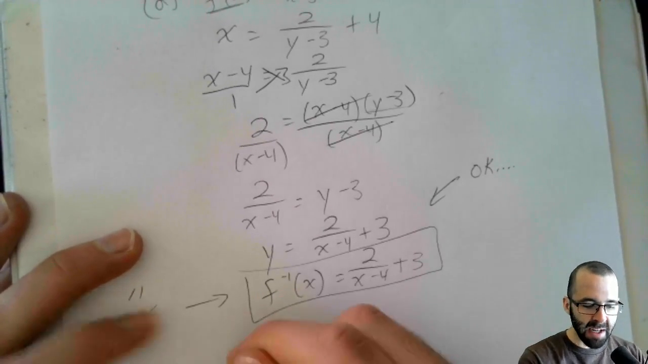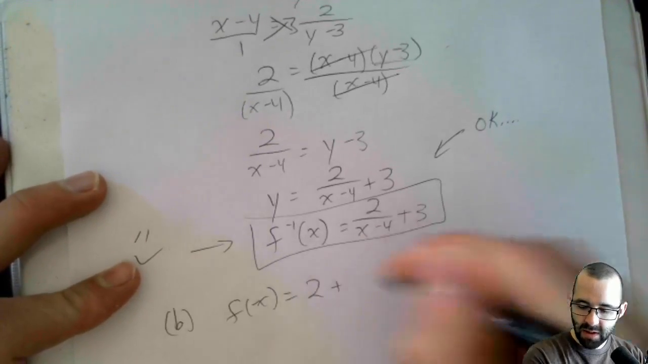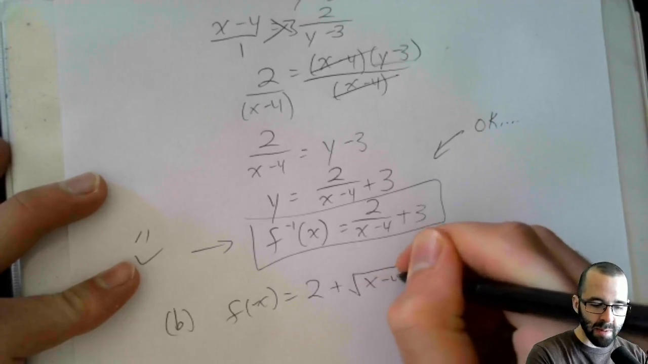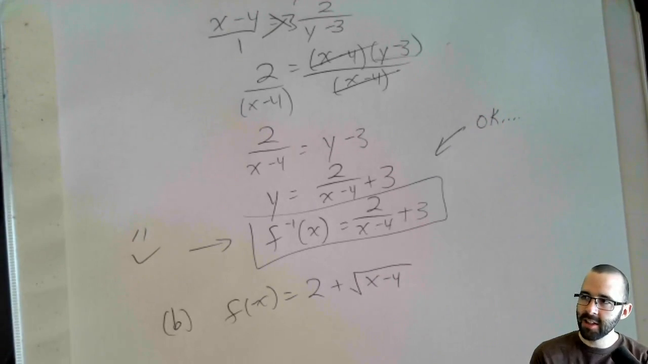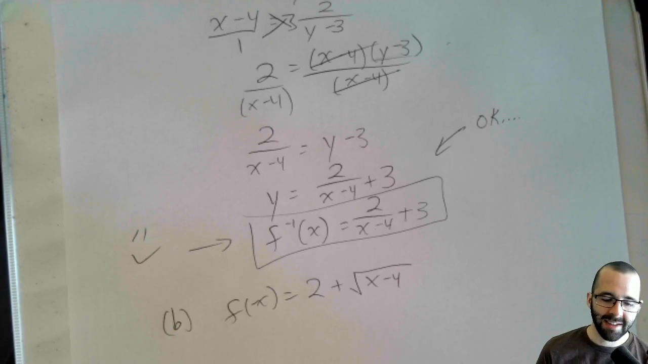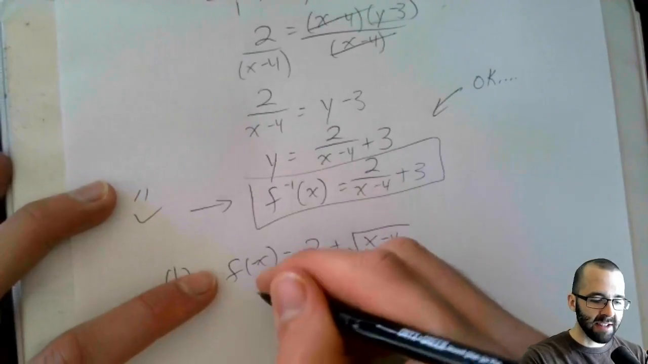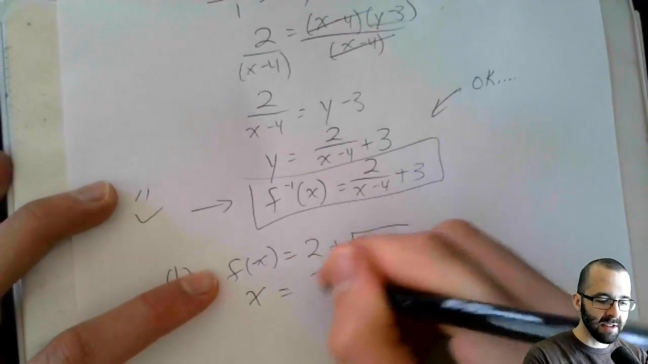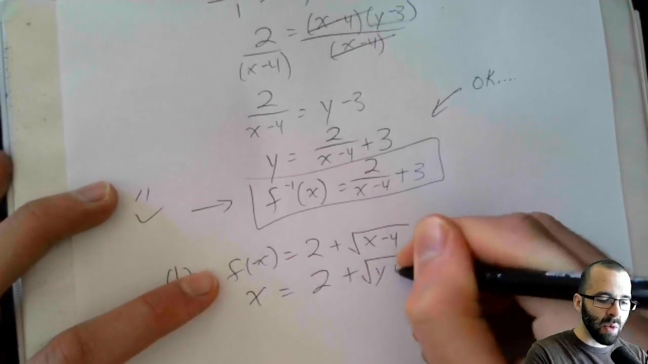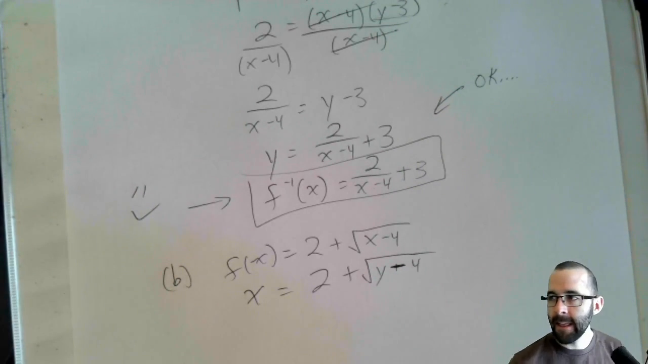Okay. Part B. f of x equals 2 plus the square root of x minus 4. This one will look a little bit more different, although the 2 and the 4 will still come into play. So we switch the x's and the y's. So this becomes x. This becomes 2 plus the square root of y minus 4. That is how we find the inverse function.